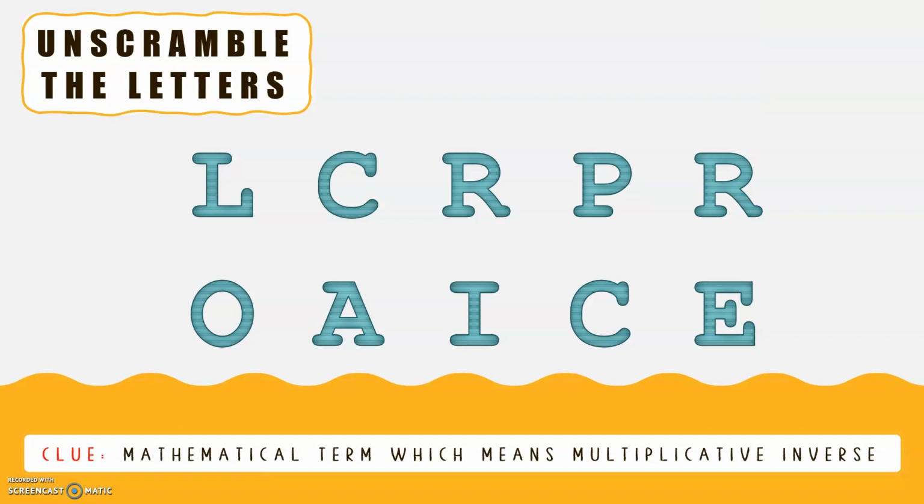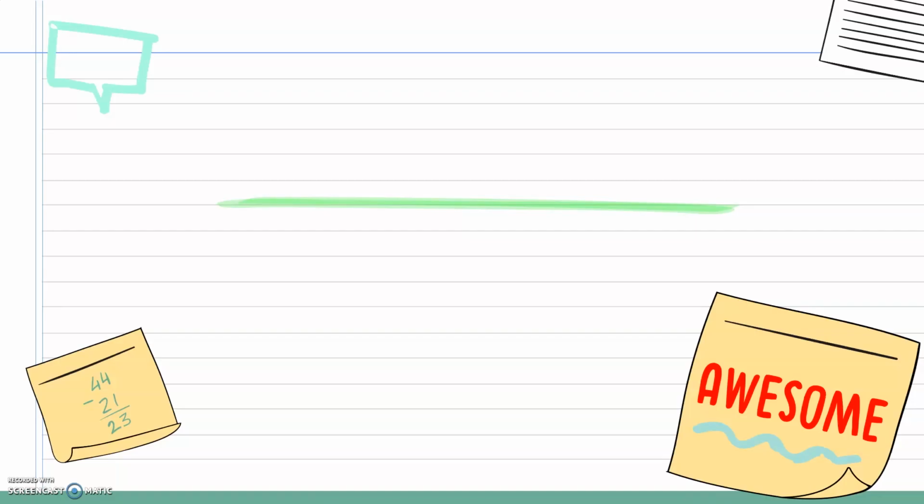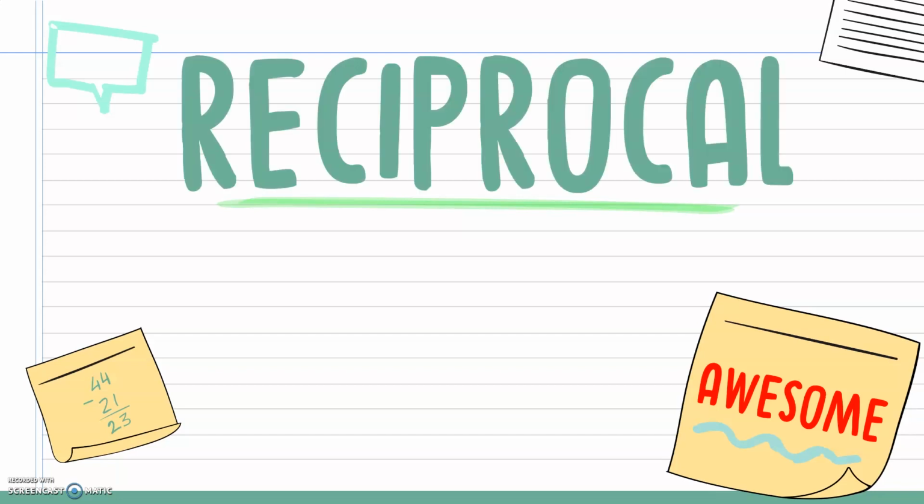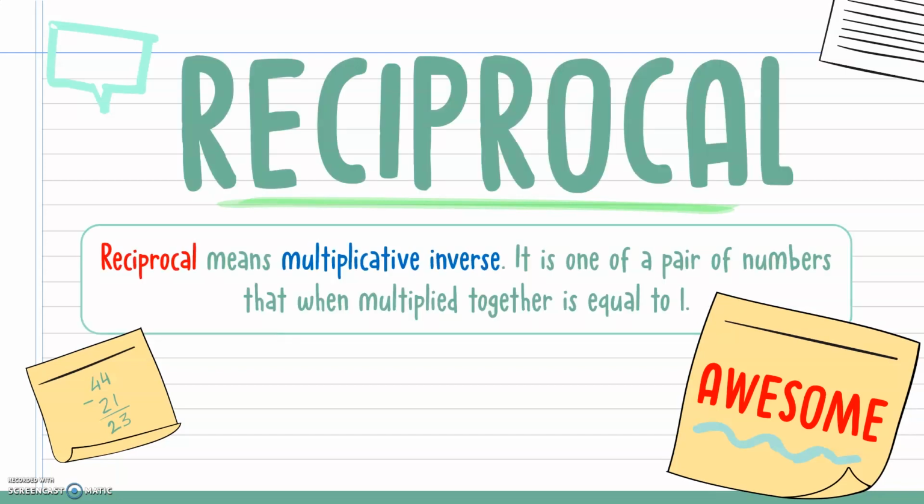Time's up! What word did you get? Wow! Great job! Our mystery word is reciprocal. Again, it means multiplicative inverse. It is one of a pair of numbers that when multiplied together is equal to 1.